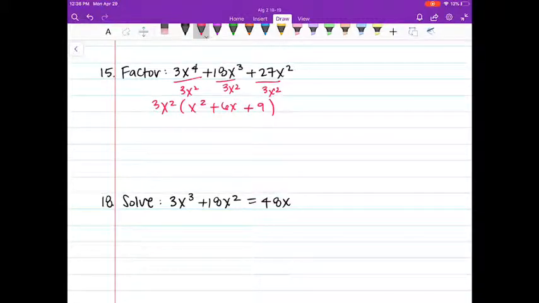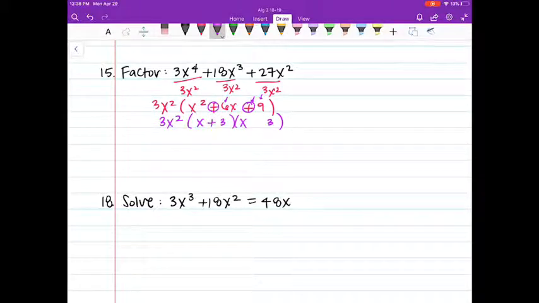Now, what's left, that x squared plus 6x plus 9, does technically follow a pattern. It is a perfect square trinomial. If you don't recognize it, that's fine, because we can still factor it like normal. So we can set up our parentheses. We're looking for two numbers that multiply to 9 and add to give me 6. That's 3 and 3. My signs are the same.